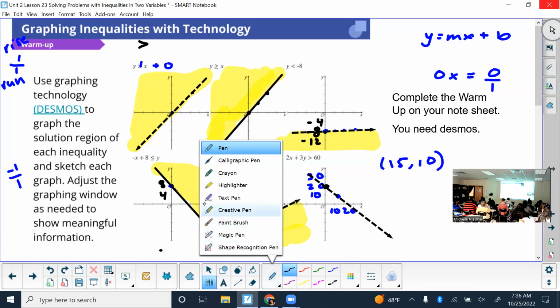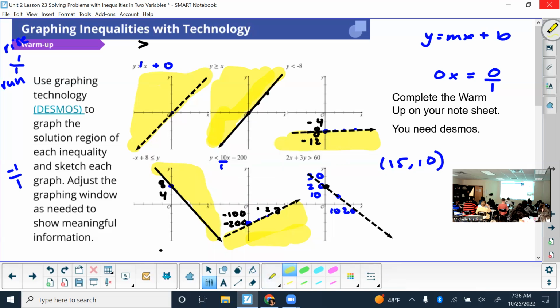Of course, you could always rearrange it and then see for yourself if it's y bigger than the line or y less than the line. So that's why Desmos is a great tool. That's why buying your own graphing calculator and using it for the ACT, SAT is a great tool.